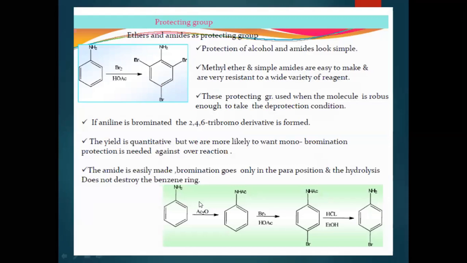So how to use the protecting group? You need to take the aniline, then introduce the protecting group, that is acetic anhydride as a reagent, and NH2 will be converted into the corresponding amide. Then you introduce bromine in acetic acid in the second step. Then the bromination occurs only at the fourth position. So the resultant will be 4-bromoacetanilide, followed by the deprotection step, that is you need to use dilute HCl in ethanol, then hydrolysis will take place, particularly at the NHAc site. Then you will get 4-bromoaniline. This is the desired product.